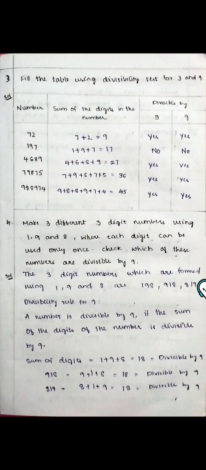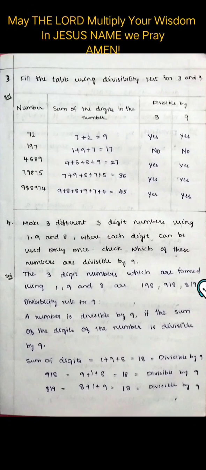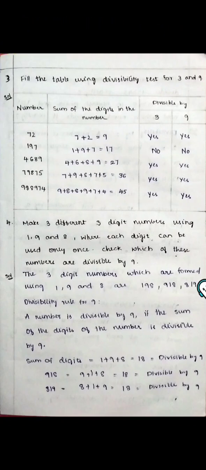So the three digits given in this question are 1, 9, 8. How can we change the positions and get the numbers? We can write it as 198, we can write it as 918, we can write it as 819. And if we check the divisibility rule, a number is divisible by 9 if the sum of the digits of the number is divisible by 9. As we have seen earlier, we have to add the digits and check whether the number obtained after adding is divisible by 9.